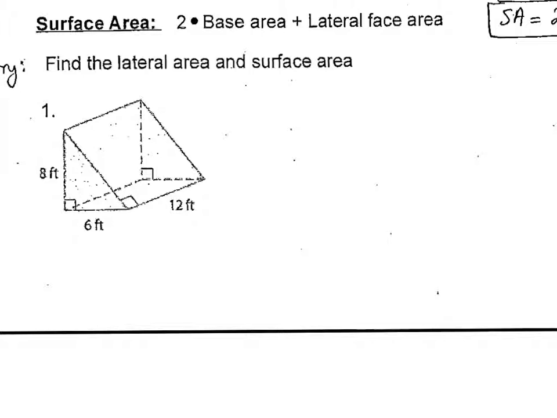Let's go ahead and write out our formula. Lateral area equals P times H. P stands for the perimeter. I'm talking about perimeter of the base. So I'm taking my base, which is right here. And we're going to take the perimeter of that, which is 8 plus 6 plus... Okay, at this point I get stuck because I don't know what this other length is. So how are we going to find that other length?